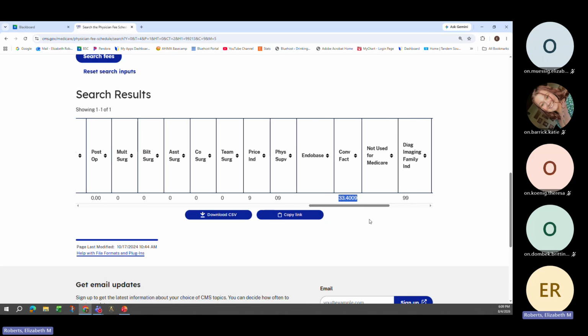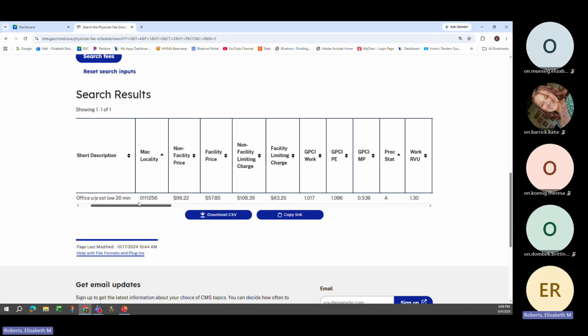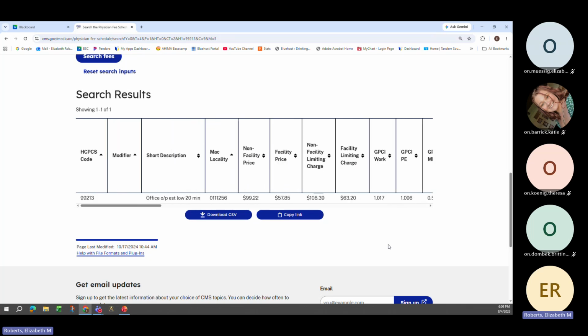So anyways, that's how I have always found the conversion factor. You could also probably just Google it, but this is kind of more interesting, I think. That's my long answer. Hopefully that helped. Any other questions?